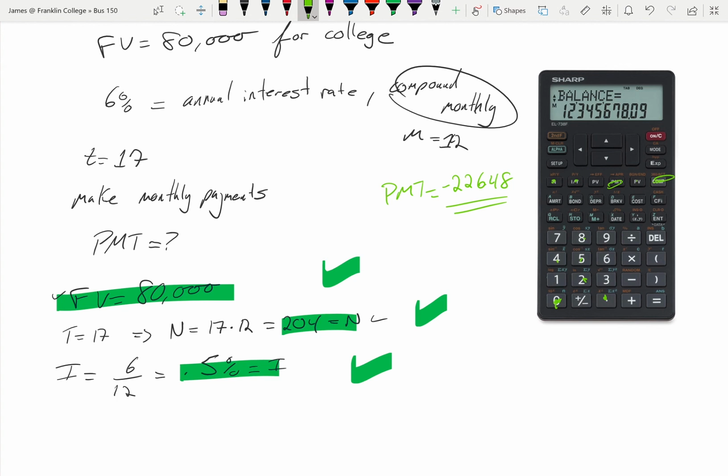Well, remember, I'm going to be making payments into this account for 204 times over the course of 17 years. So that means that $226 has to be leaving my pocket over the course of time. So that is the payments that I'm going to be making into the account over the entire time period. And that's how I can make sure I have 80 grand in an account ready for him to go to college, is that I can make monthly payments rather than the one lump sum payment.